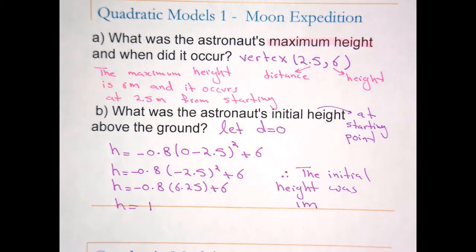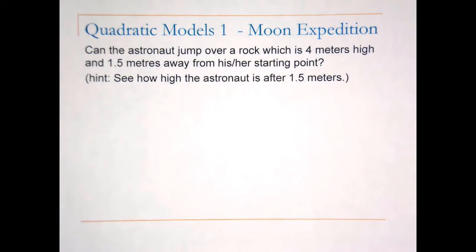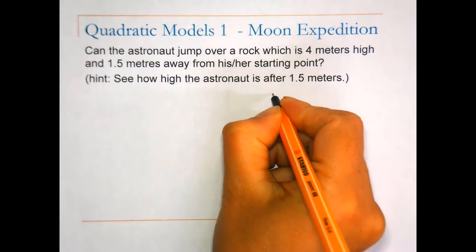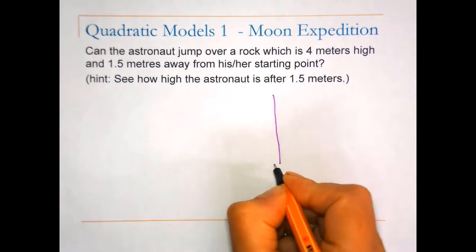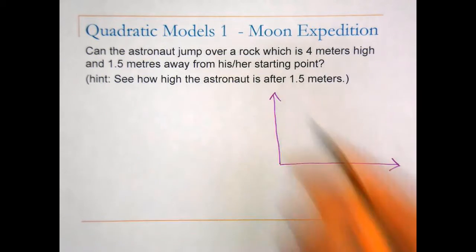And now here we have one more question that we want to answer: can the astronaut jump over a rock which is 4 meters high and 1.5 meters away from his or her starting point? So let's one more time do a sketch here just for us to see what we are talking about.